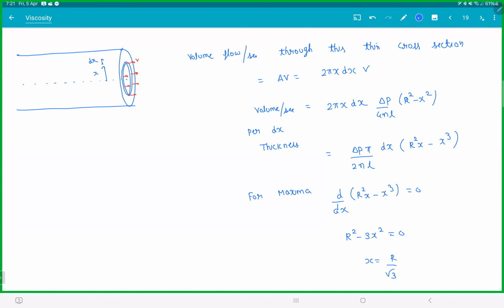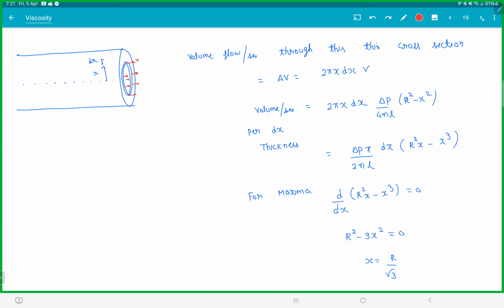See what is happening here. At the center, speed is maximum. But what is the area? Almost 0. At the outermost edge, what is the area? Maximum. But what is the velocity? 0. You get the catch? The volume flowing per second is area into velocity. The more you go outside, you get bigger areas, but the problem is your velocity is also decreasing.